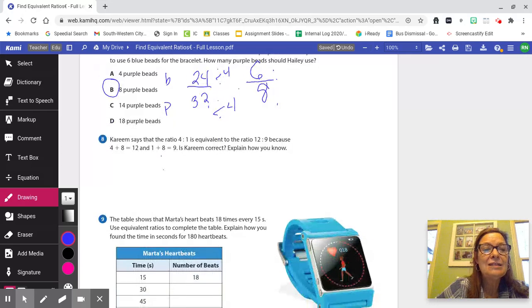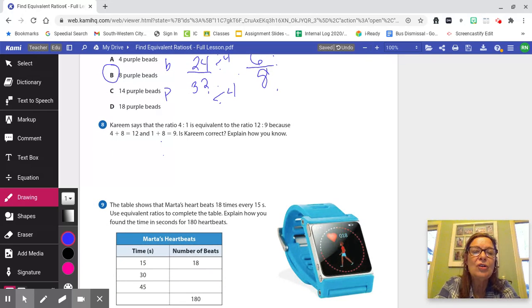Number 8, Kareem says that the ratio 4 to 1 is equivalent to the ratio 12 to 9 because 4 plus 8 is 12 and 1 plus 8 equals 9. Is Kareem correct? Explain how you know.